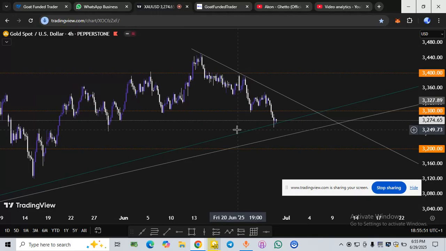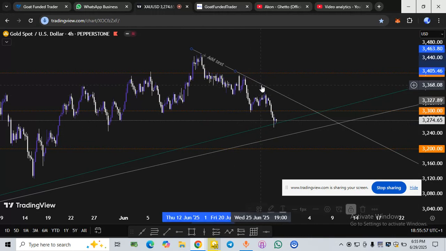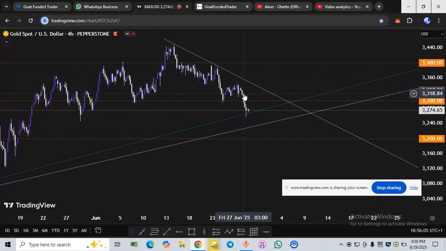Our analysis is always straight and simple. No need to complicate things. One thing I also want to point out is this particular trend line over here. We've had one, two, three touches, making this trend line an A plus trend line. An A plus trend line simply means it is a strong trend line, that if we happen to see a break and close above it, the price is likely to go in the opposite direction. So this is a trend line that you should be monitoring.